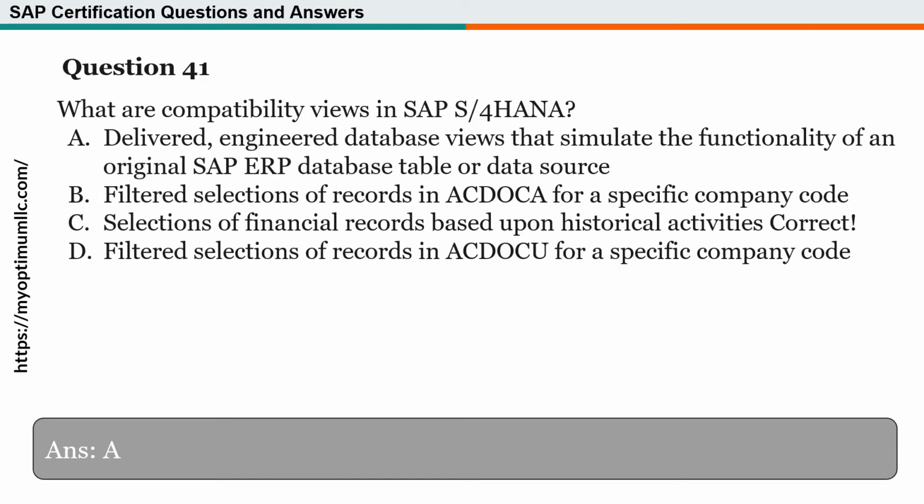Question 41. What are compatibility views in SAP S/4HANA? A. Delivered, engineered database views that simulate the functionality of an original SAP ERP database table or data source. B. Filtered selections of records in ACDOCA for a specific company code. C. Selections of financial records based upon historical activities. D. Filtered selections of records in ACDOCA for a specific company code.